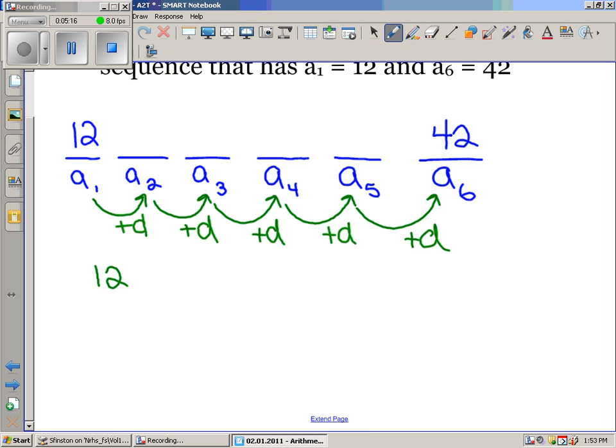Yeah, you're the man. 12 plus something times 5 equals 42. One way that we could write that out mathematically is that 12 plus 5Ds, 1, 2, 3, 4, 5Ds, equals 42.